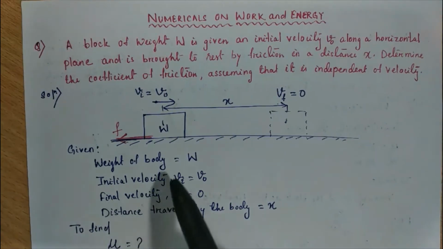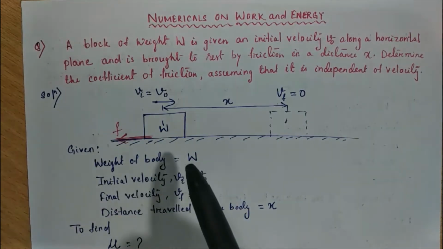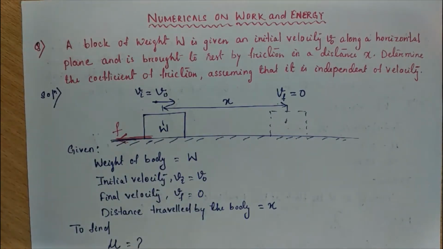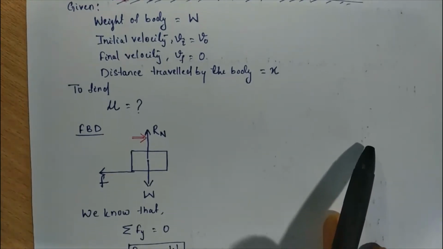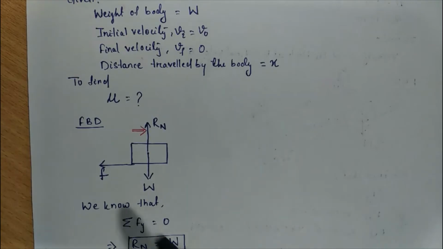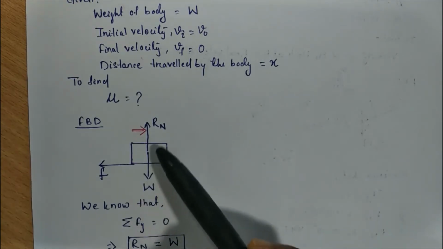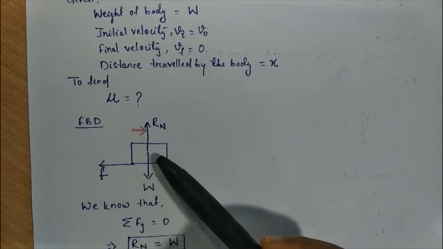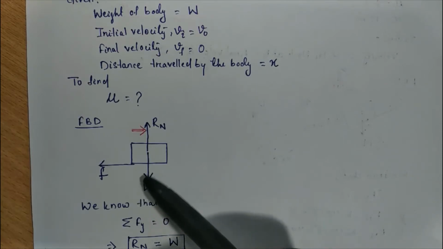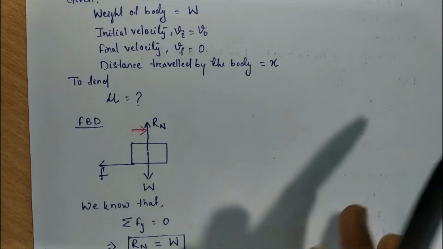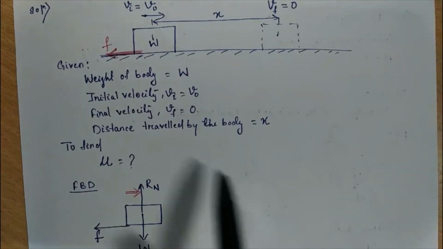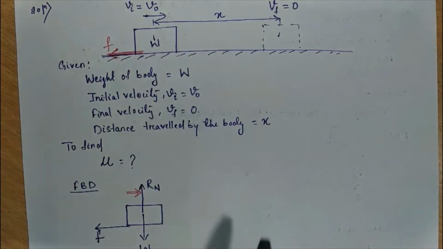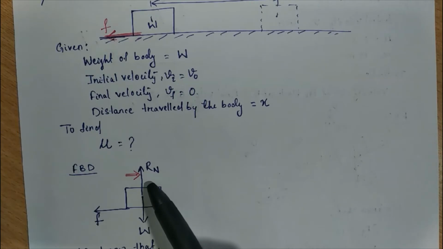So if we draw the free body diagram of this body, we have to consider the total forces acting on the body. Here we consider this is a body, so its weight is there, that is W. And as this body is placed on a horizontal surface, the reaction is exerted from this contact surface. So this is the reaction.